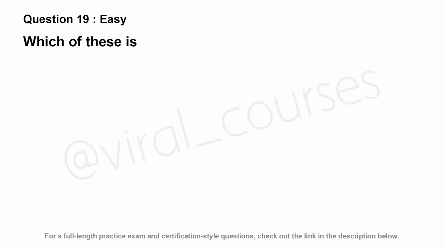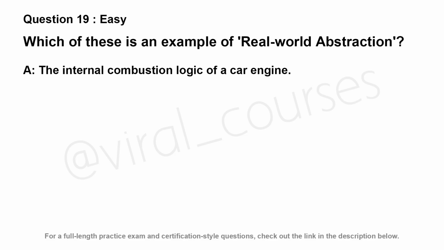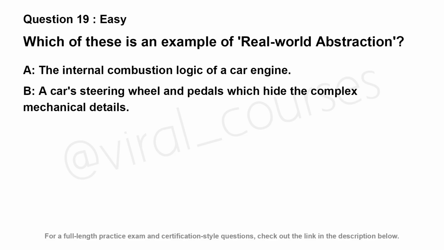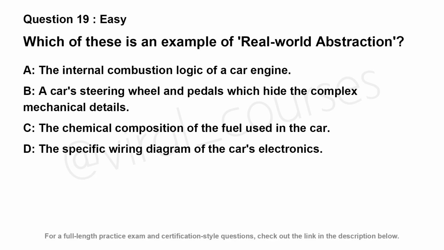Which of these is an example of real-world abstraction? Option A. The internal combustion logic of a car engine. Option B. A car's steering wheel and pedals which hide the complex mechanical details. Option C. The chemical composition of the fuel used in the car. Option D. The specific wiring diagram of the car's electronics.